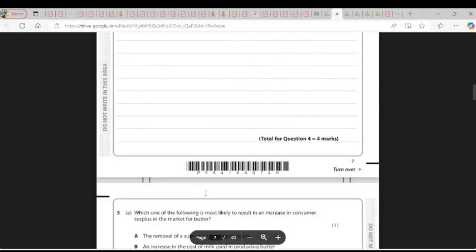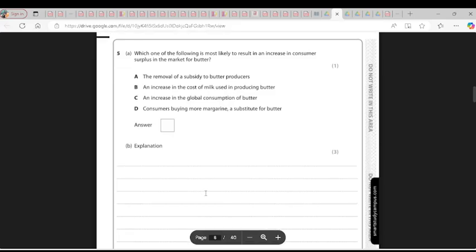Yes, sir. So go to question 5. Which one of the following is most likely to result in an increase in consumer surplus in the market for butter? First, what is consumer surplus? Consumer surplus is the difference between the amount consumers are willing to pay for a product and the amount they actually paid. That is consumer surplus. Do you get it?